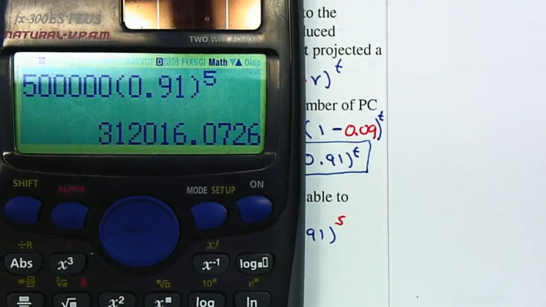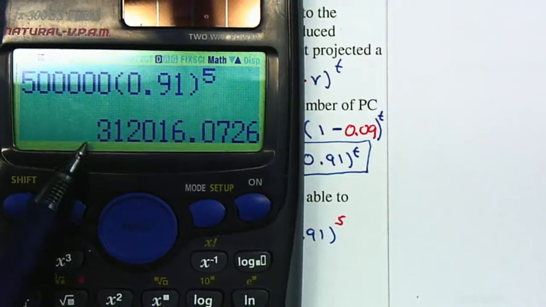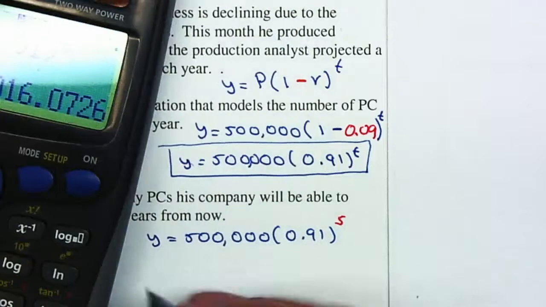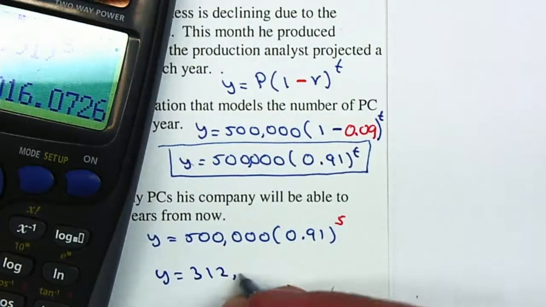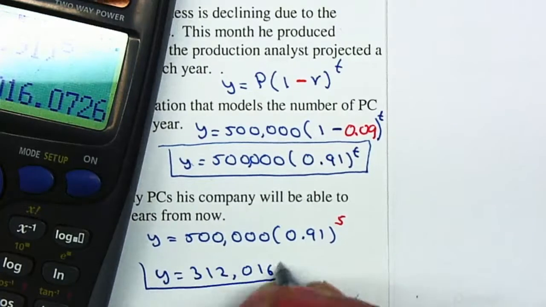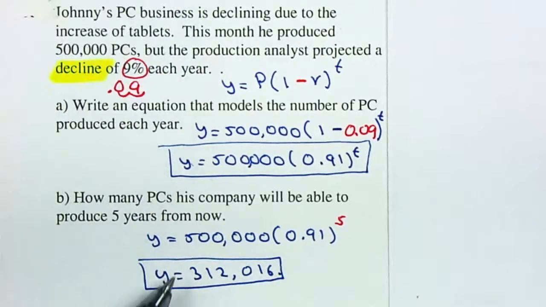So after 5 years, the company is only going to be producing 312,016 pieces. So remember, that is declining, so your amount should be less than 500,000, which sounds correct.